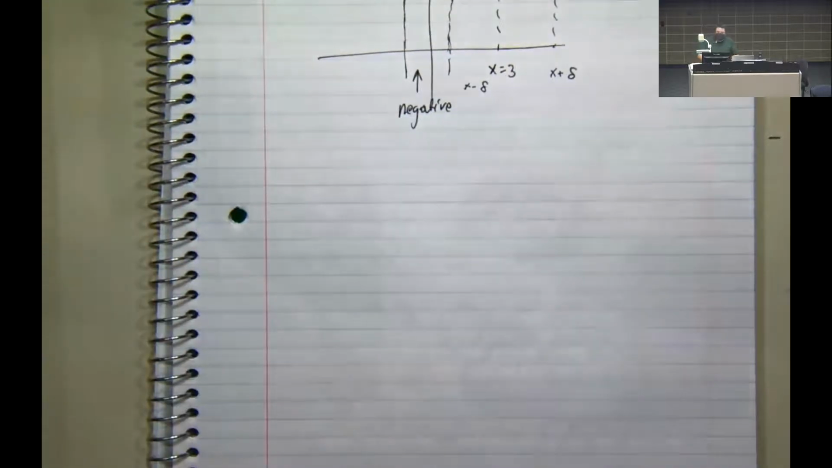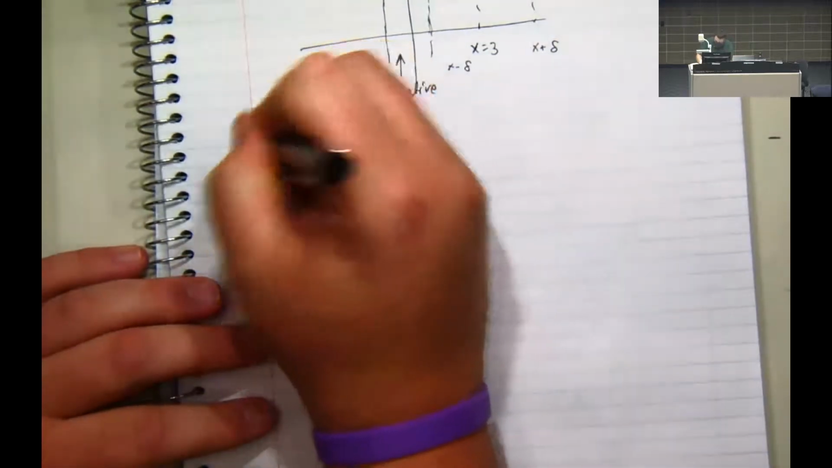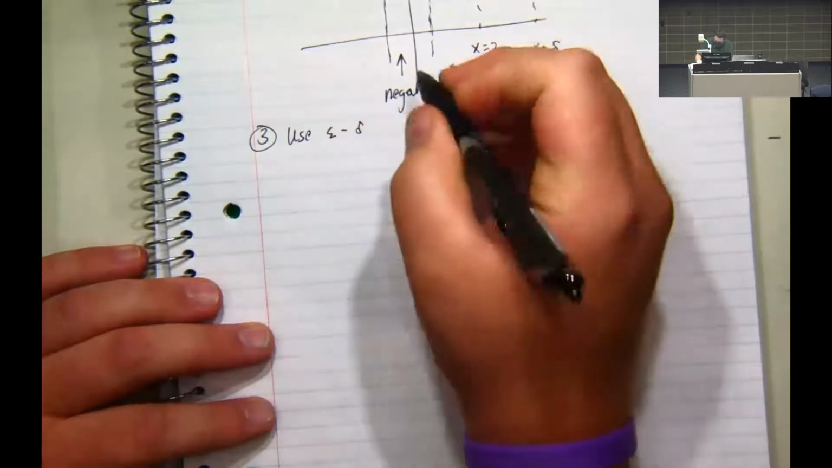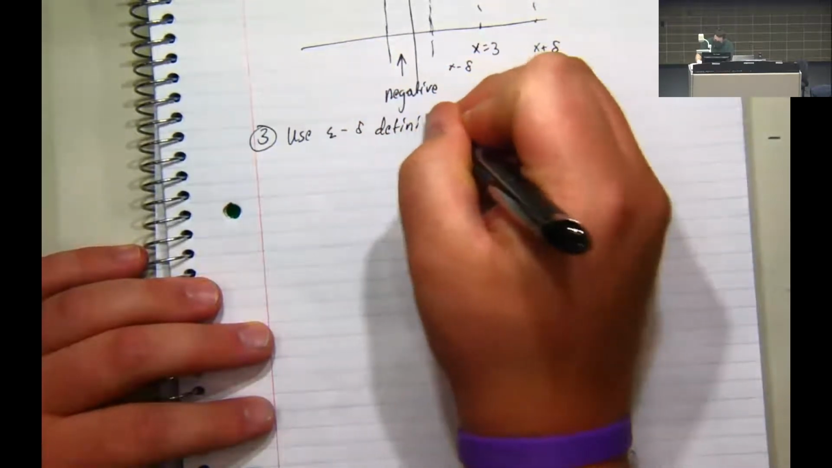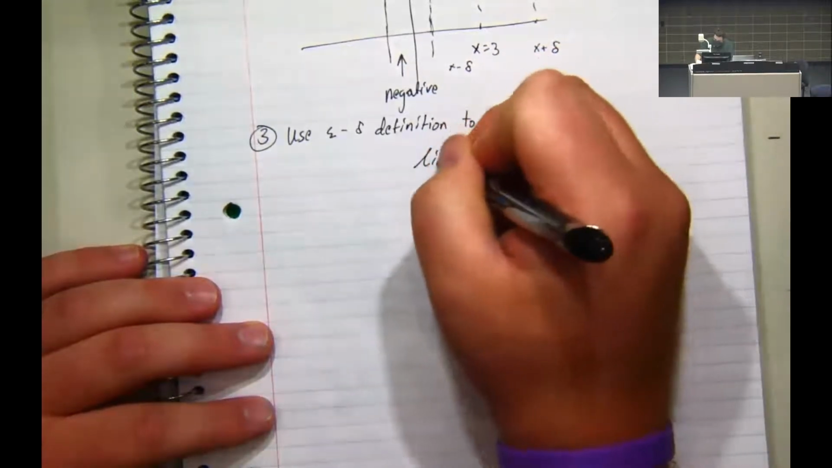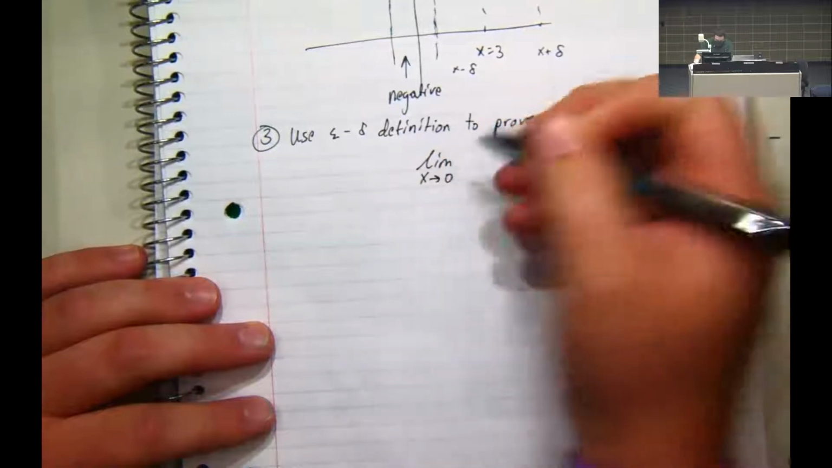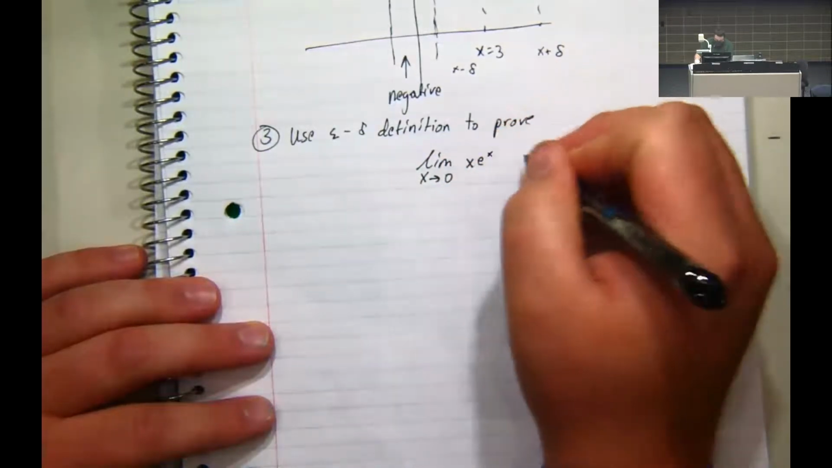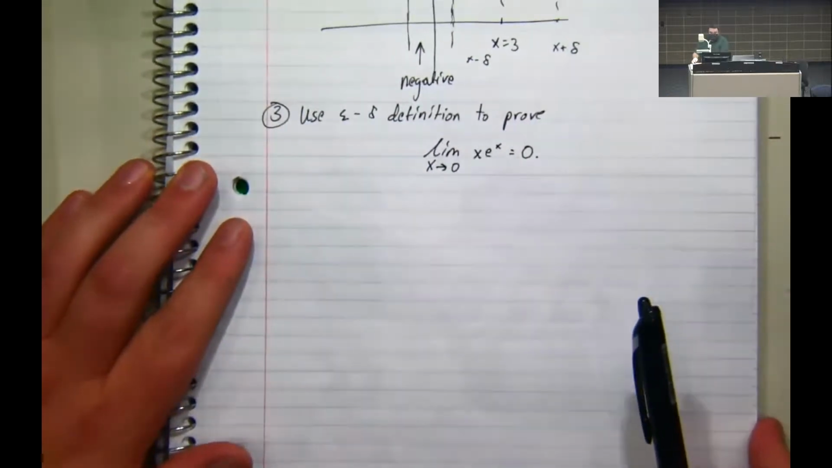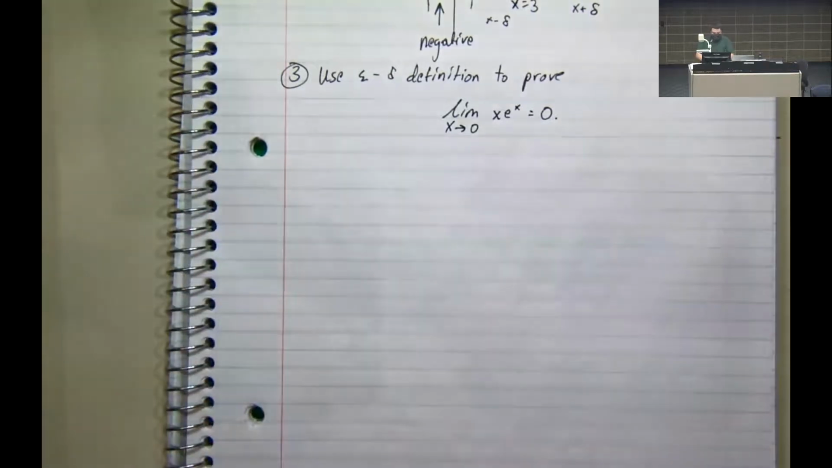Okay, let's move on to the next question. Question 3. Use the epsilon delta definition to prove the limit as x approaches 0 of x e to the x is equal to 0. So go ahead and get started on that one. And then in 5 minutes, we will take it up.